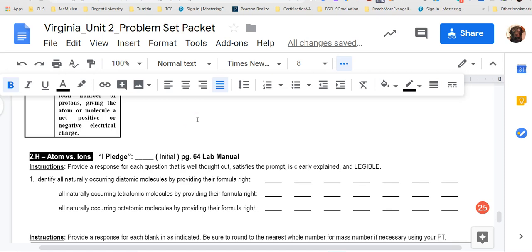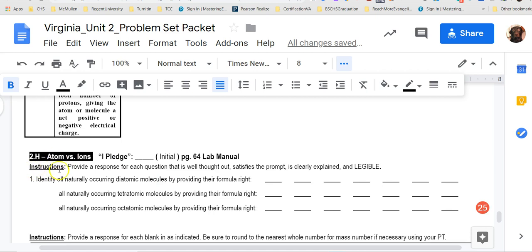Hi, we're going to add in an element from Unit 2 on ions, which leads us into our understanding of ionic bonding that we're going to talk about soon. So we're going to fill out the data table in 2H of Unit 2, which this year is page 64 of your lab manual. So please go to 2H.